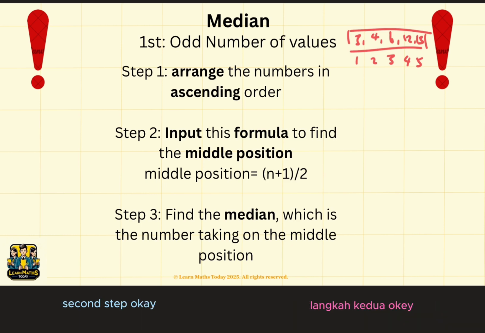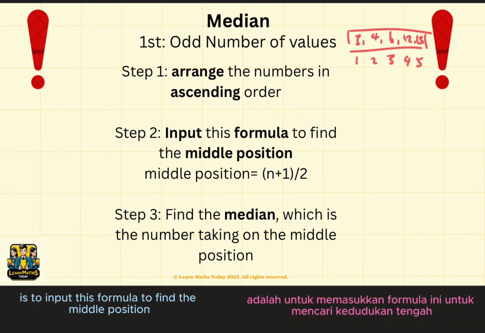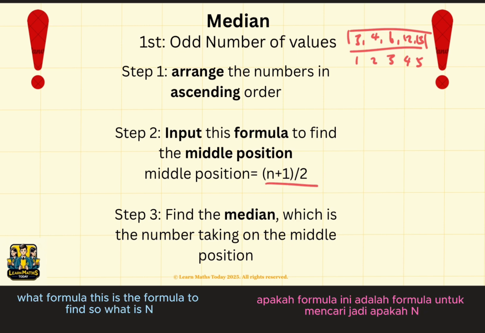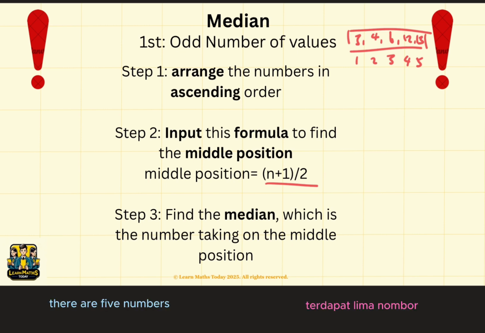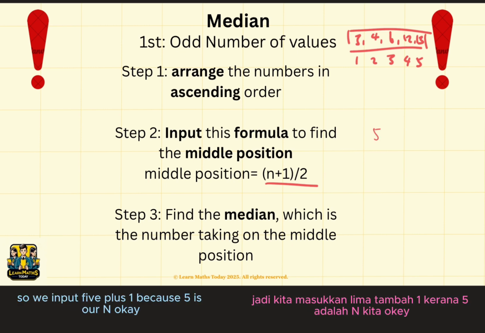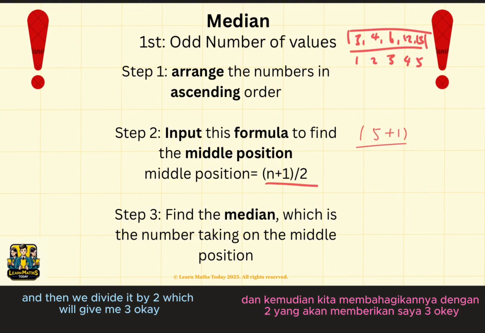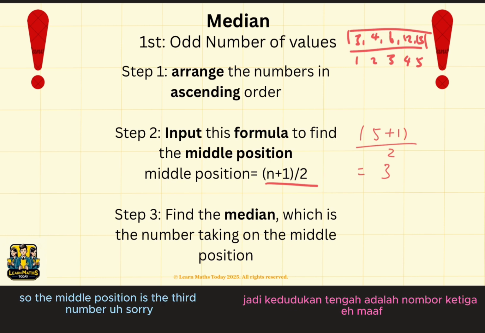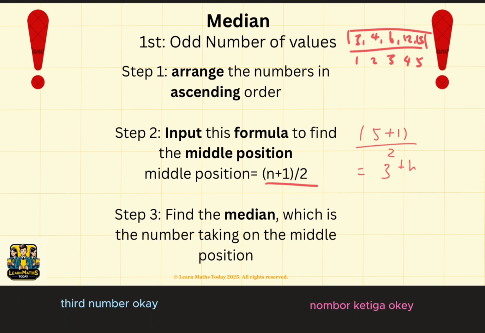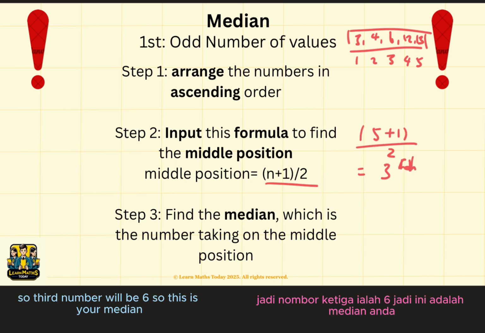Second step is to input this formula to find the middle position: (n + 1) / 2. What is n? n is the number of numbers. How many numbers are there? 1, 2, 3, 4, 5. There are 5 numbers. So we input 5 plus 1, because 5 is our n, and then we divide it by 2, which gives me 3. Because 5 plus 1 is 6, and 6 divided by 2 is 3. So the middle position is the third number. The third number is 6. So this is your median.